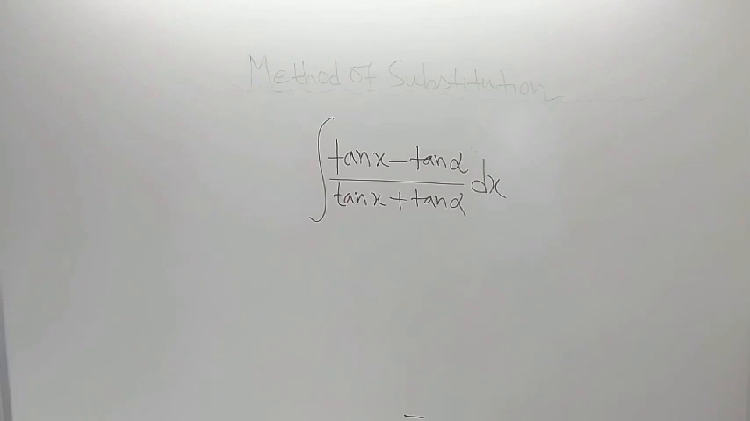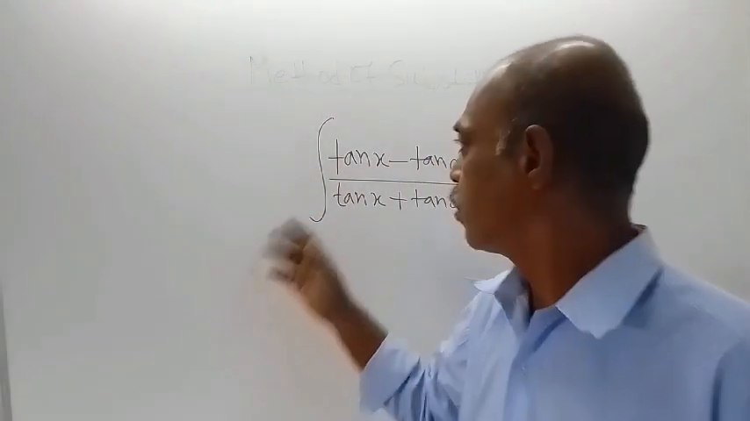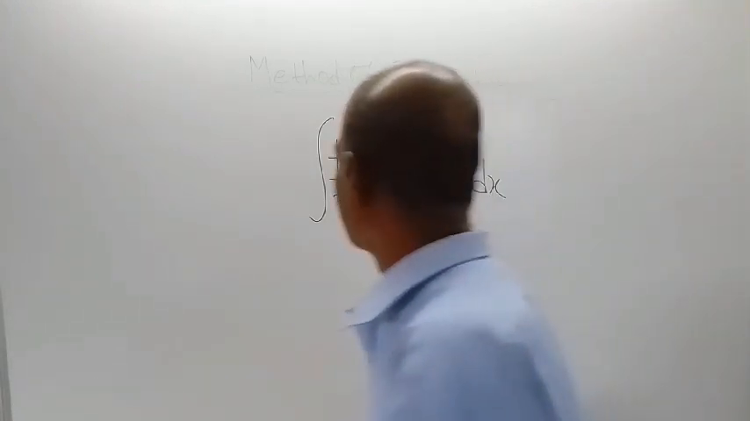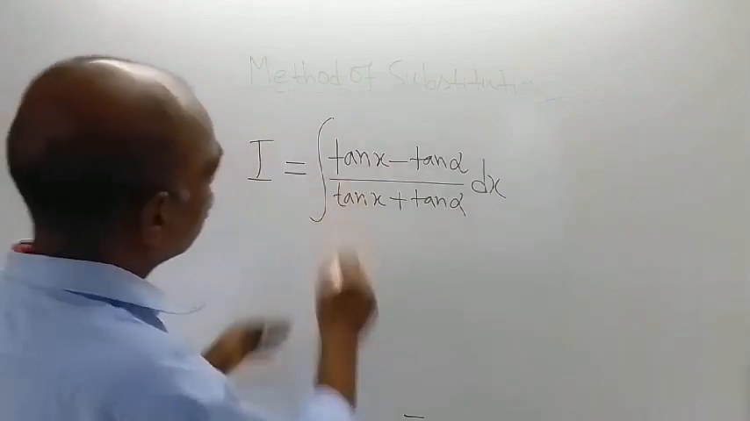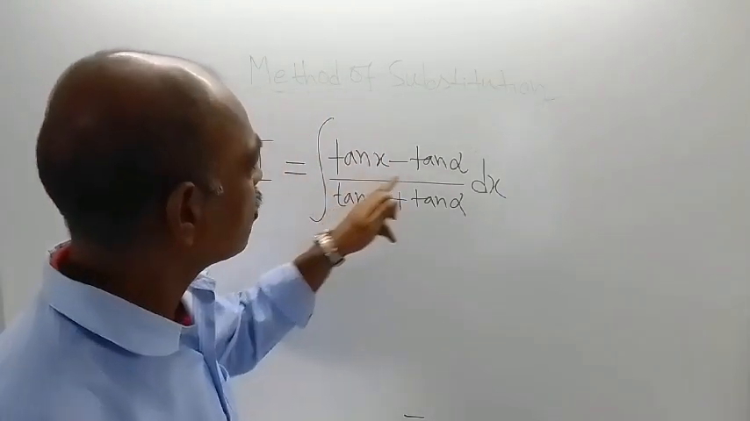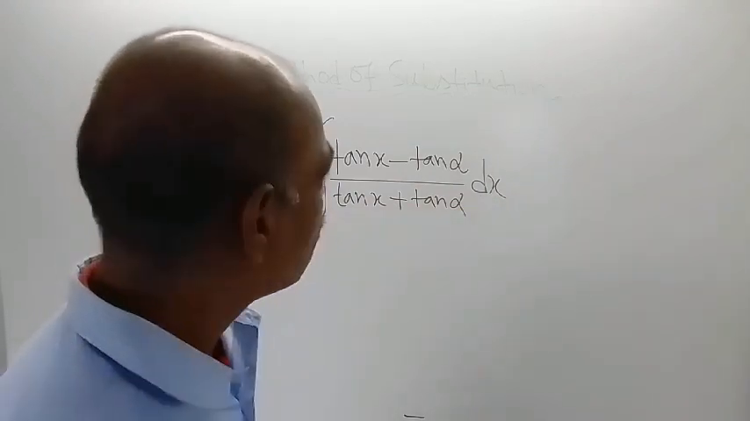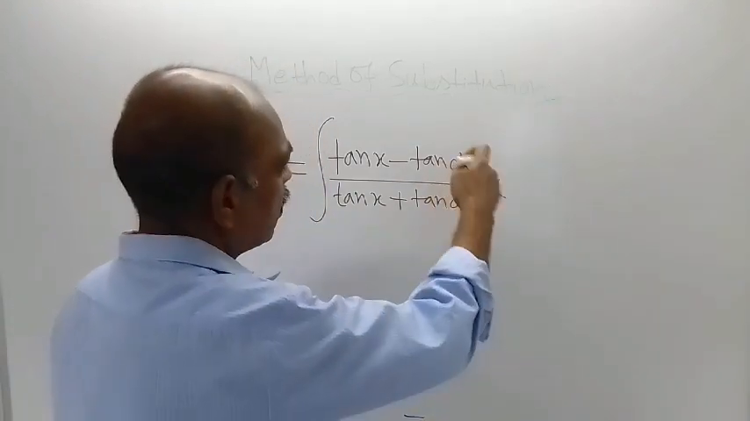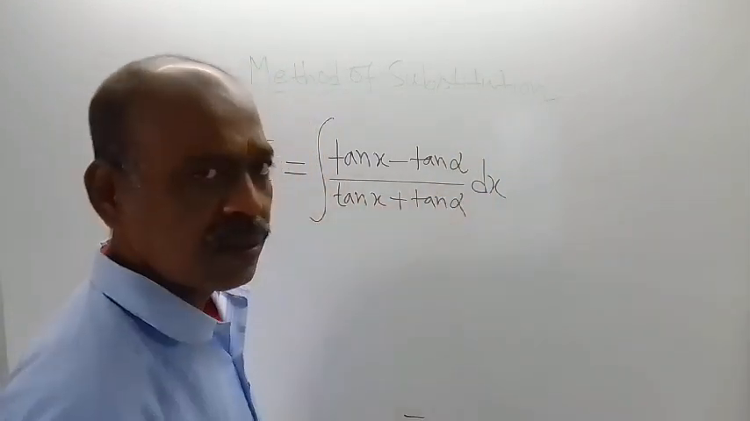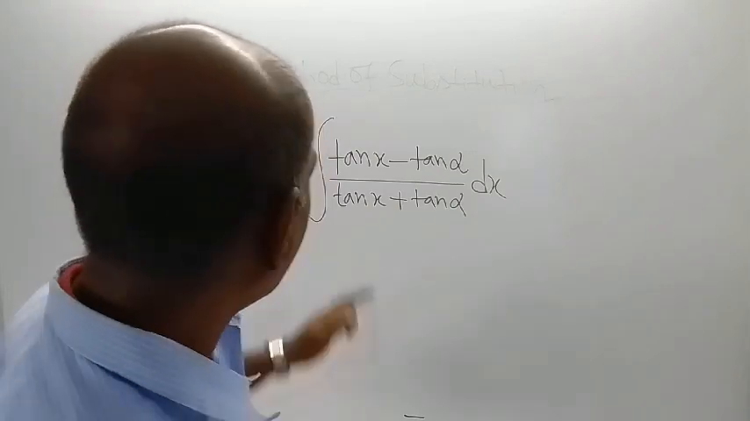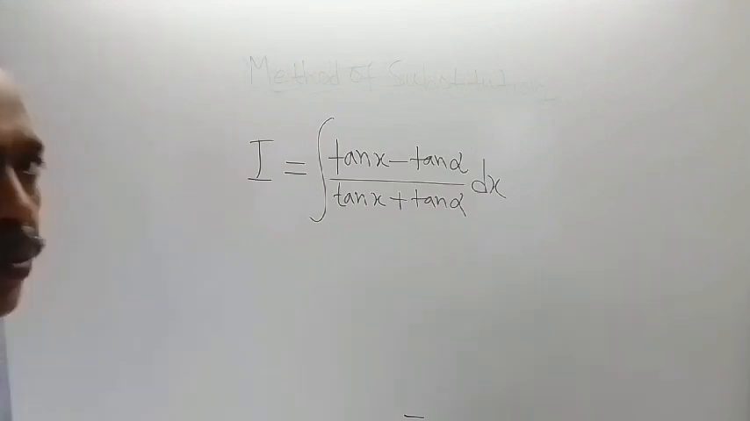Here again I have come back with a new problem on integration by the method of substitution. This is the given problem. This is the given integral: integration of (tan x minus tan alpha) divided by (tan x plus tan alpha) dx. Here dx must be there. Alpha is a constant and x is the variable. So, we have to evaluate this integral.